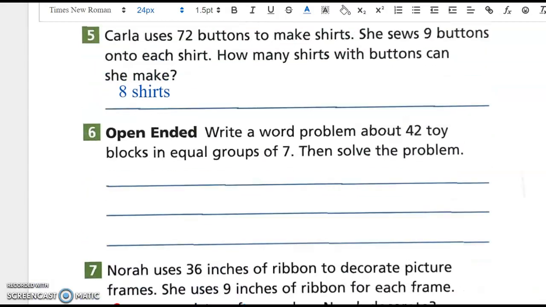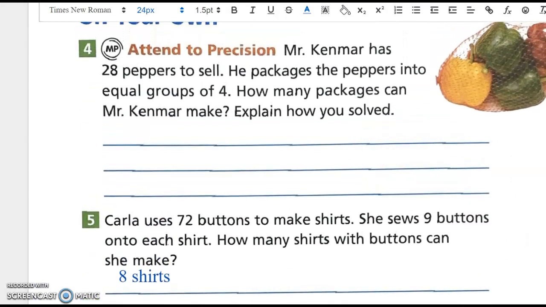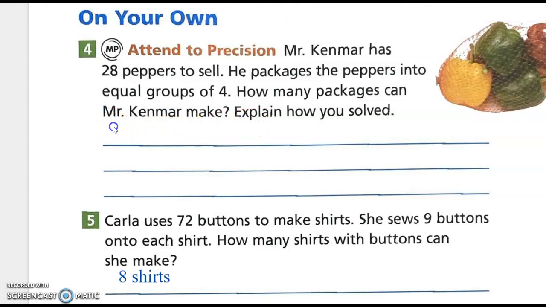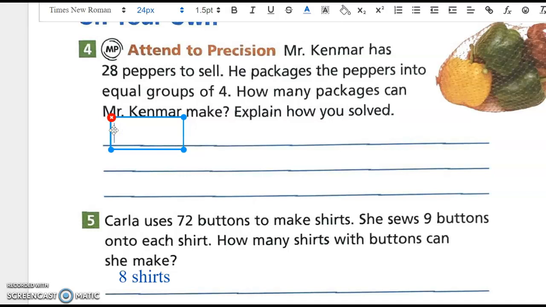Now we're going to talk about number 4 on your own. Mr. Kinner has 28 peppers to sell. He packages the peppers into equal groups of 4. How many packages can Mr. Kinner make? Explain how you solve. What would we do? But how would we represent that? We can do 28. Now, on the computer, there's not a divide sign, so this also means divide. 28 divided by 4 equals, and we're trying to find that out. How are we going to do that?